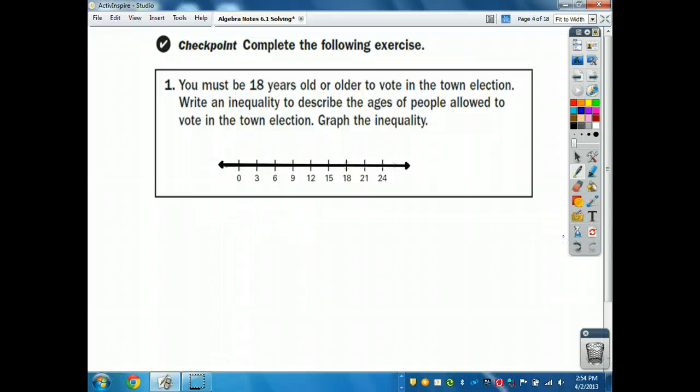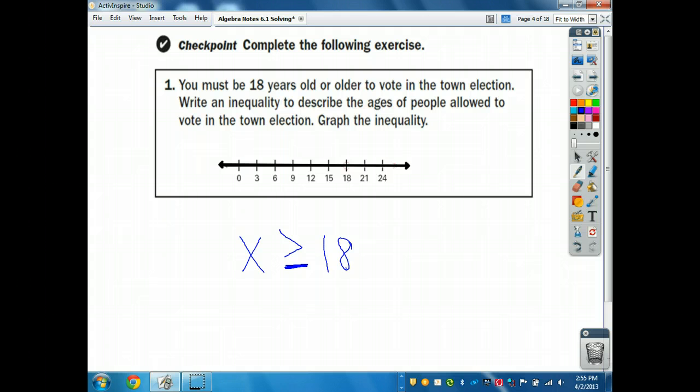Now let's look at the problem they give us. They say you have to be 18 or older to vote. So what do I always start with on the left side? X. And we're dealing with how old? 18. They want me to write an inequality to describe the ages of people allowed to vote. Does it include 18? Yes. So do I need the equal sign there? Yes, because it's equal to 18. I can be 18. Now do I put greater than or less than? Greater. You have to be greater than or equal to 18 in order to vote.